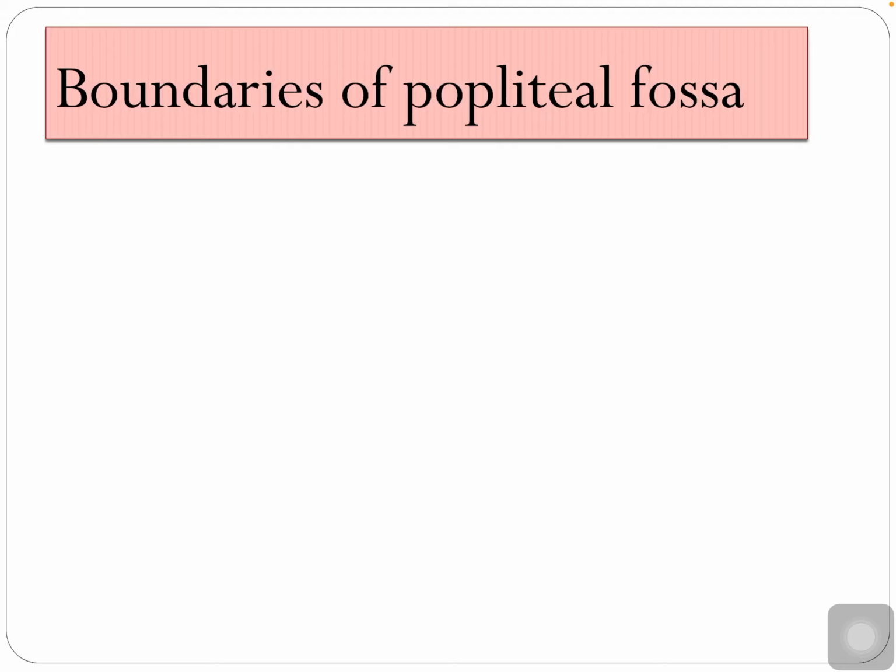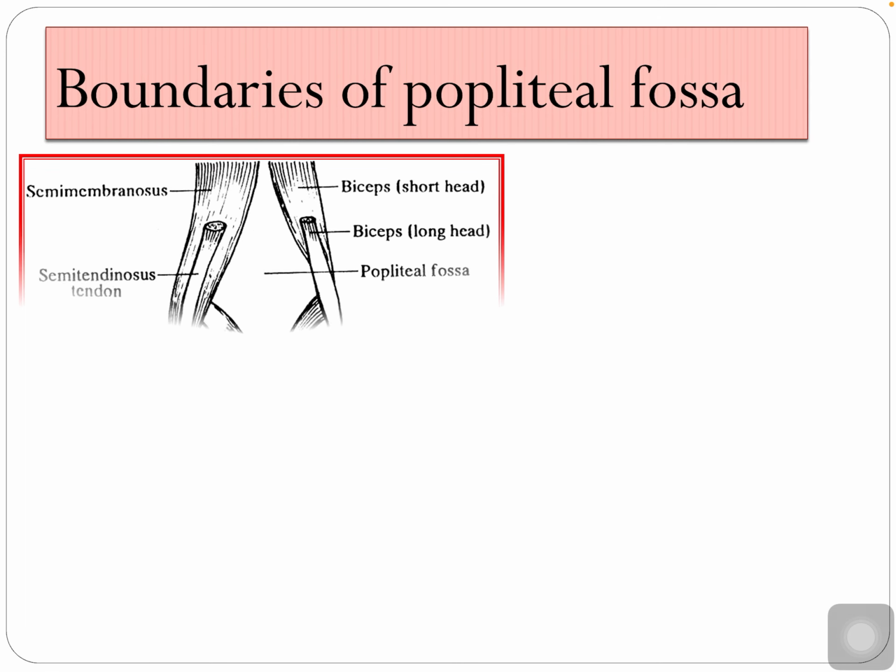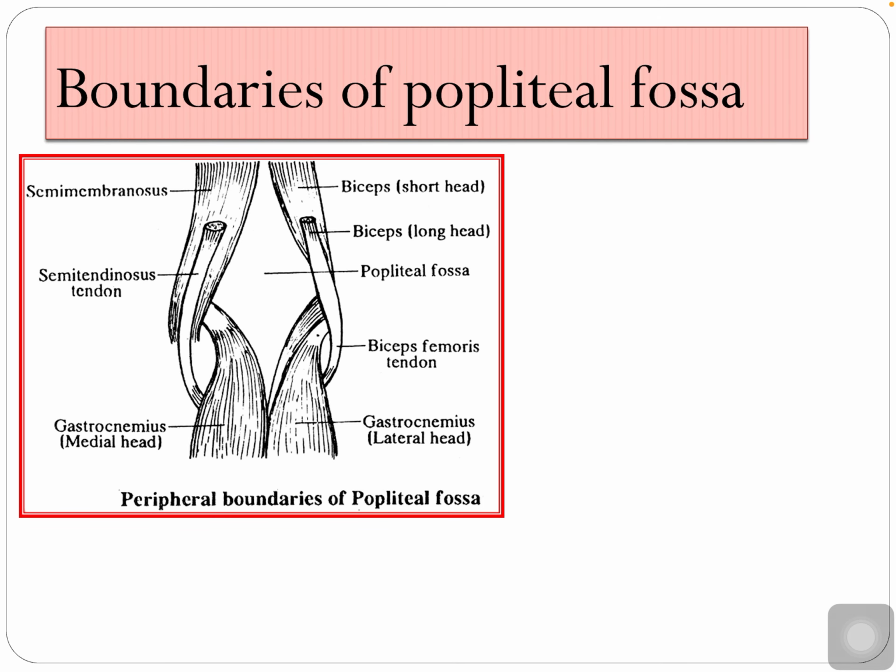So what will be the boundaries? Above will be the back of thigh muscles. Below will be the back of leg muscles. So you are seeing this is the semimembranosus, semitendinosus, long head of biceps, short head of biceps. So these are the back of the thigh muscles. Back of the leg muscles, gastrocnemius and plantaris.